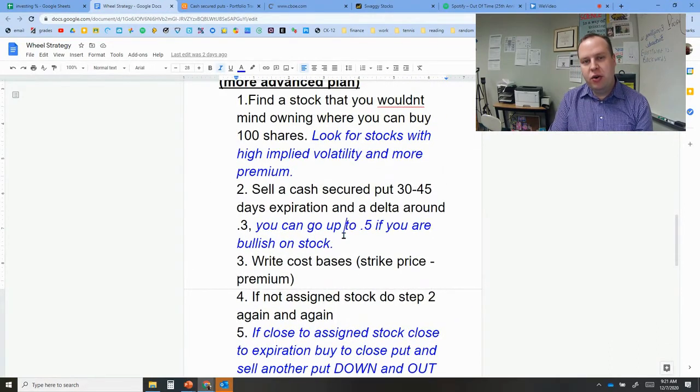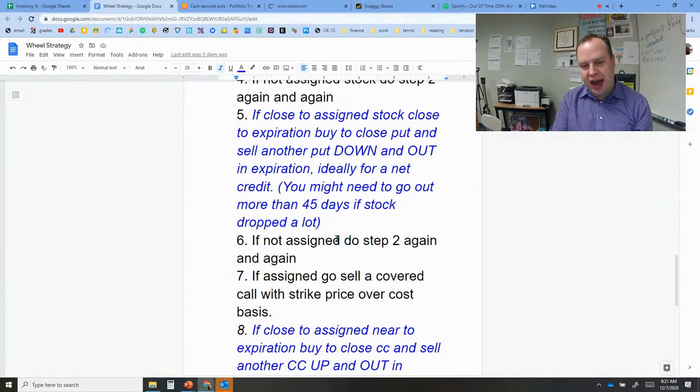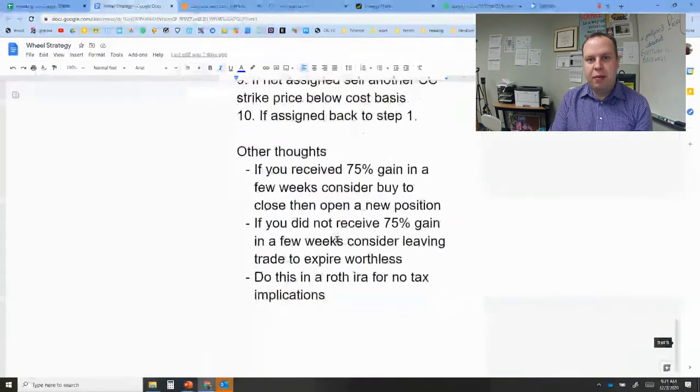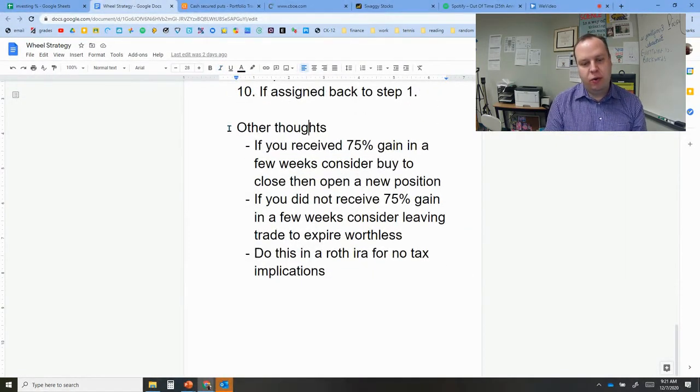So everything I wrote in blue is a little bit more advanced. You don't necessarily have to do the stuff in blue, but it might help manage your position more and receive more returns. Here's some other thoughts to consider, and if you'd like me to, leave a comment down below, and I might make another video on these.